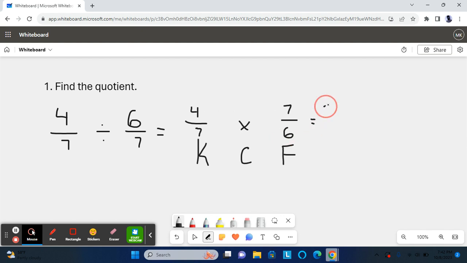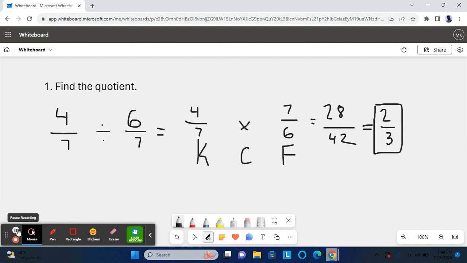So 4 times 7 is 28, and 7 times 6, which is 42. And then you simplify to get 2 out of 3. Okay, so we're done with the first question.